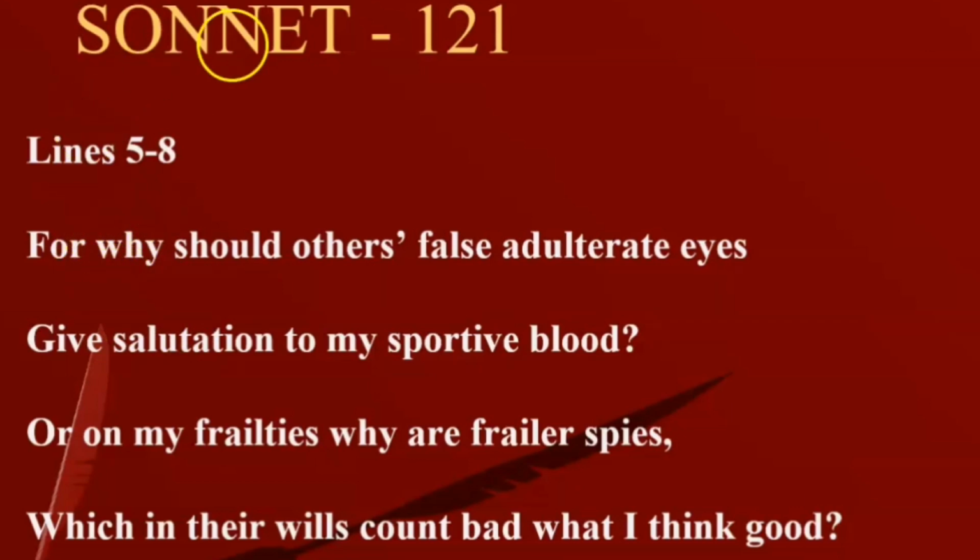That's why he says that you are finding fault with your adulterate eyes, and why are you trying to prevent my lust or my desire?